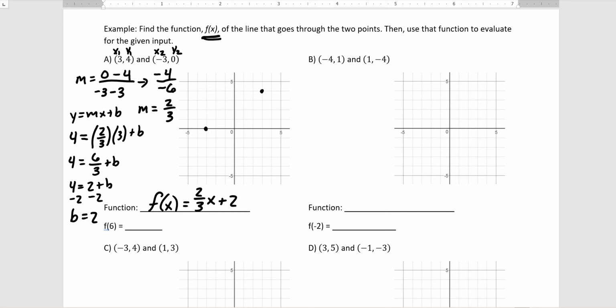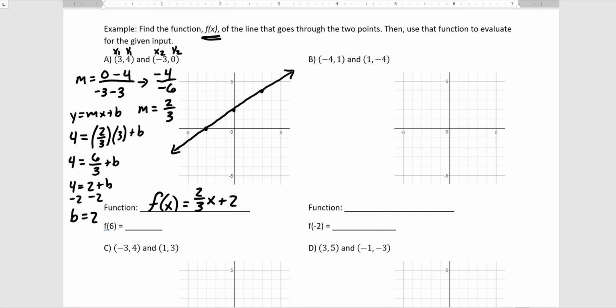Now let's graph this and see if it works. So if I go up 2, right 3, sure enough, up 2, right 3, that'd be off the graph. Down 2, left 3, that'd also technically be off the graph. But we can go ahead and connect some dots here. There we go. Looking good, looking good.